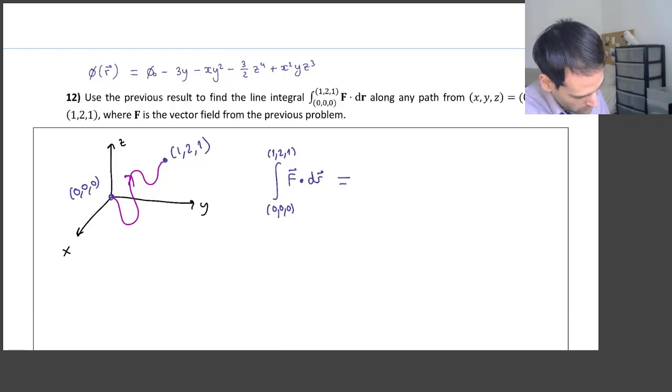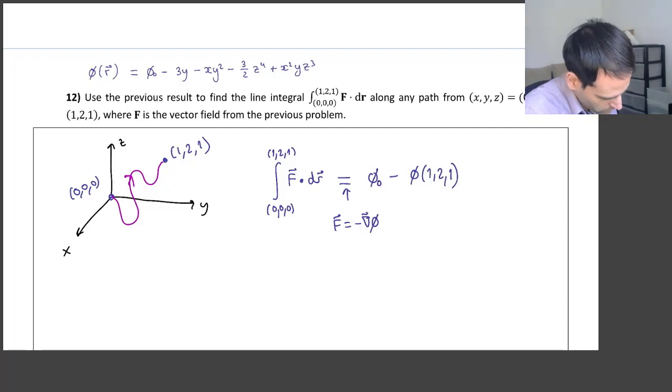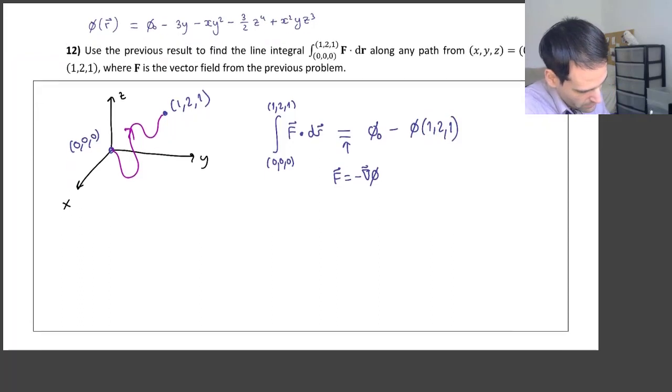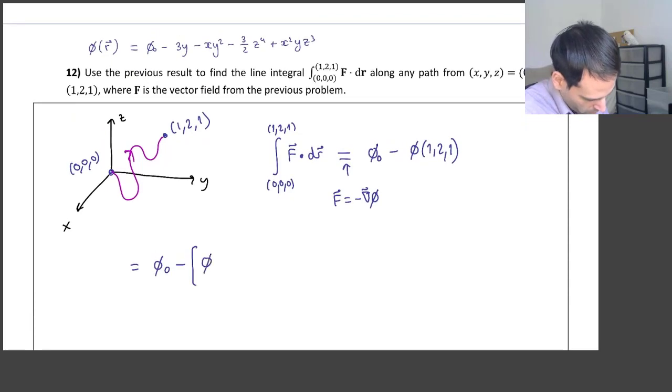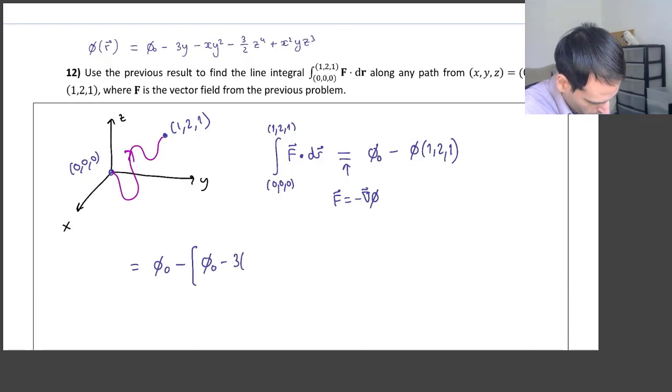So since this is a field which derives from a potential, we can write this as the potential at the origin minus the potential at 1, 2, 1. Okay, so we just have to substitute x equals 1, y equals 2, z equals 1 into the expression here, and we get that this integral is equal to the potential at the origin minus, and now I'm basically going to copy this, but substituting those values.